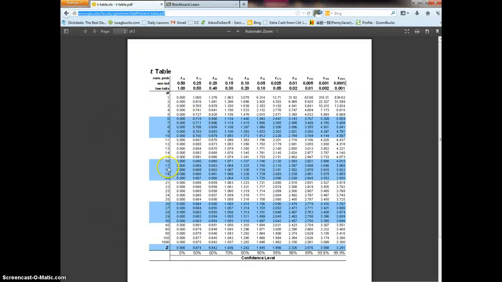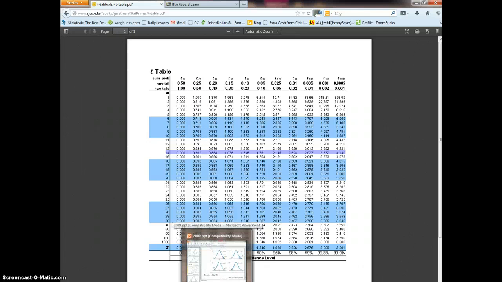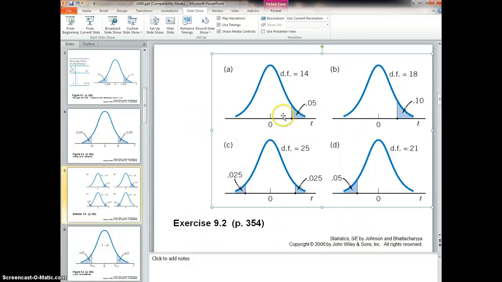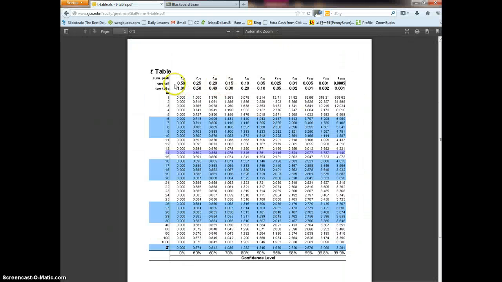So I first found 14. It's right here, and so this row right here, and then I will check the probability, or you can say the area under the curve. The area under the curve is 0.05. So you will go back to the table and it says one tail right here. You don't have to worry about the two tails numbers. We can always use one tail to find out the answer.